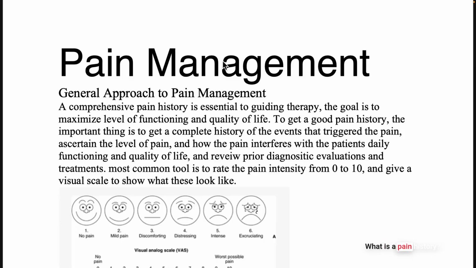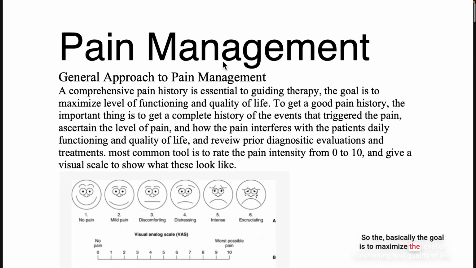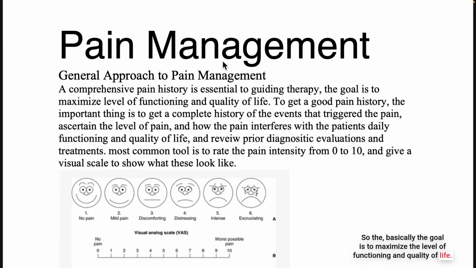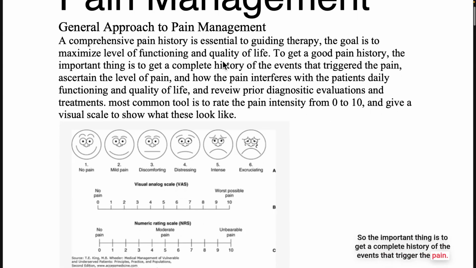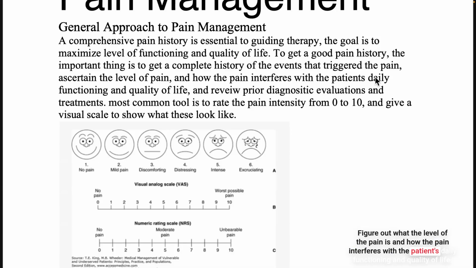What is a pain history? Basically, the goal is to maximize the level of functioning and quality of life. So, the important thing is to get a complete history of the events that trigger the pain, figure out the level of the pain and how the pain interferes with the patient's daily functioning and quality of life, and review prior diagnostic evaluations of pain and treatments.